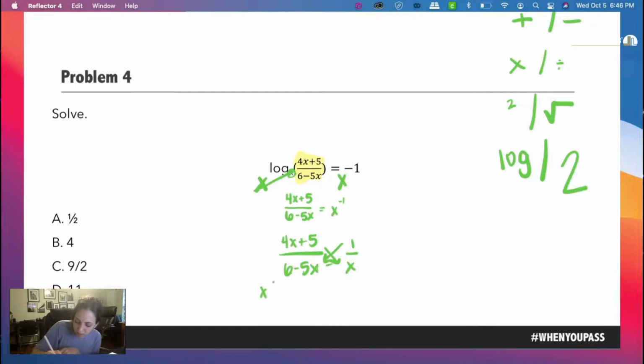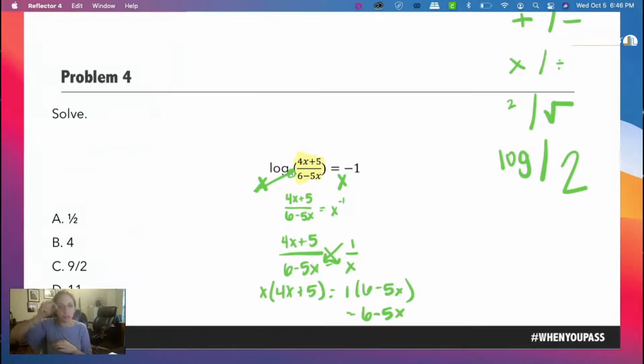So I have x times (4x plus 5) equals 1 times (6 minus 5x). Well, you and I both know that 1 times anything is just itself. So this becomes 6 minus 5x. And this, elementary people, here's a little tidbit for you. I'm going to distribute the x through. So I get 4x squared plus 5x. Now I immediately notice I'm dealing with a quadratic. Because I'm dealing with a quadratic, I have to solve it using quadratics.